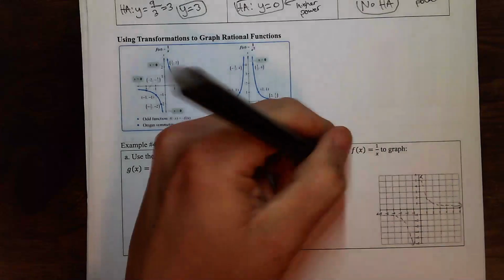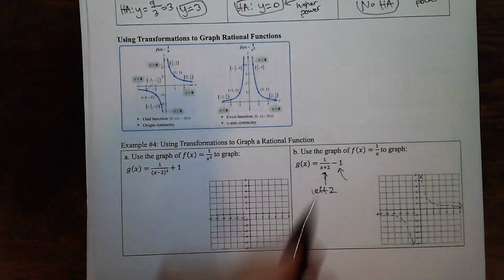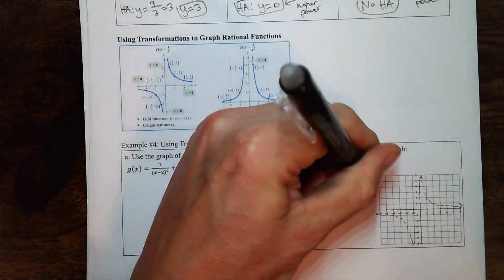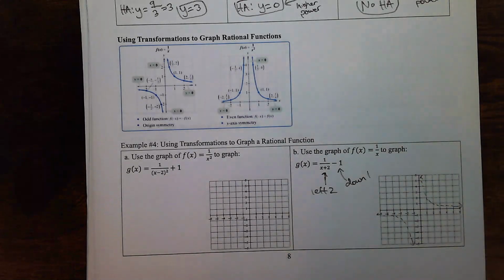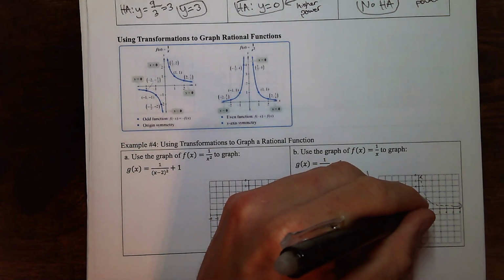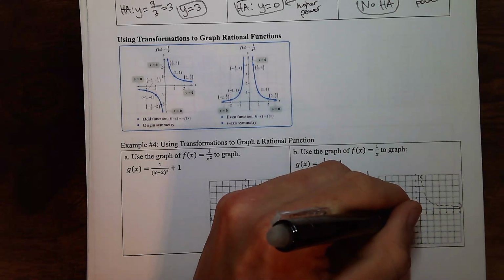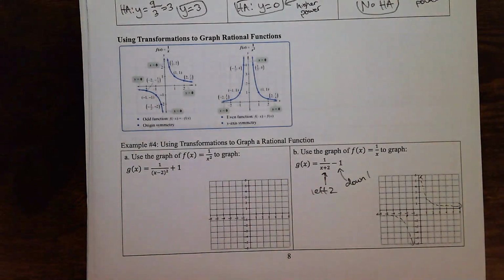And then the -1 is a vertical shift. That's to the whole thing, which means you're going to go down 1. That one is what you think, but the left is opposite. So I'm going to go left 2 and down 1. Basically I'm shifting from the origin to left 2, down 1, to about right there, which is going to be the center of my graph.